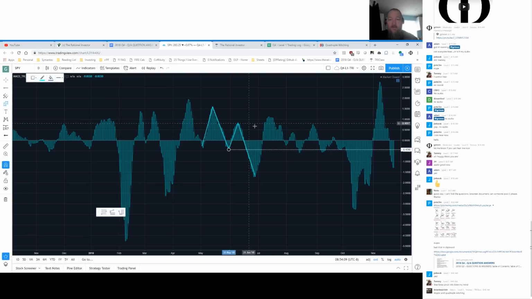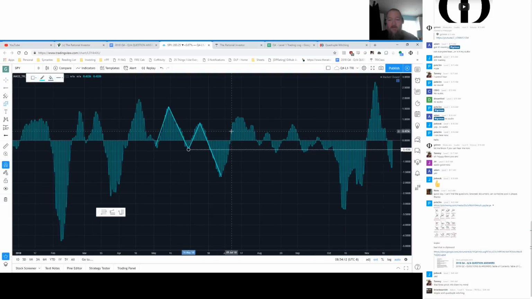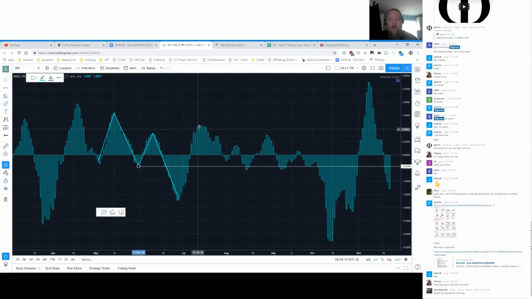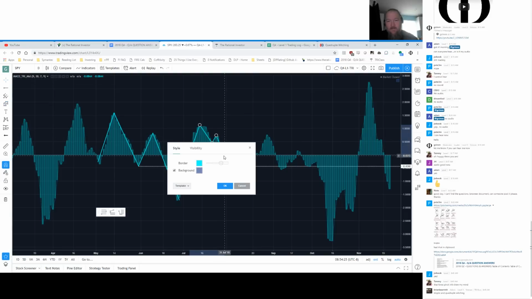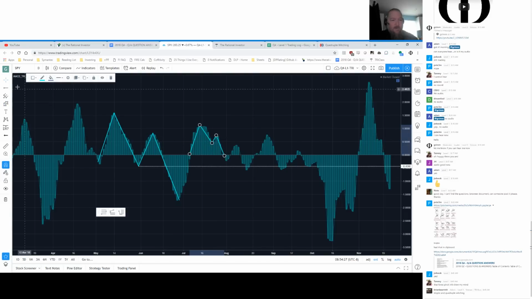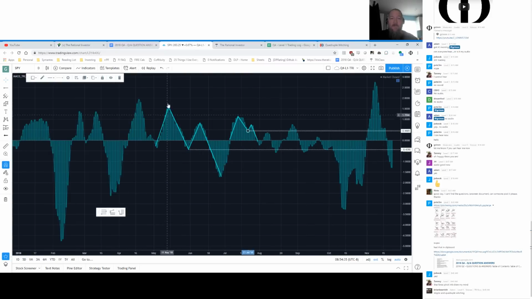You can also see a smaller M occur here that is above the line. It's not the strongest M in the world, right? But nonetheless, it is an M. All right. Hopefully those examples give you some clarity.